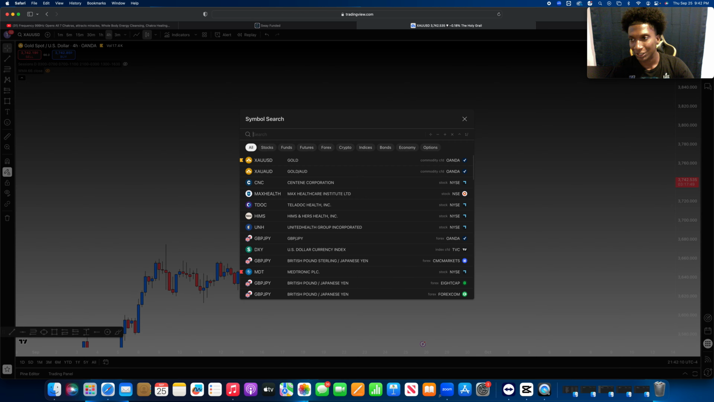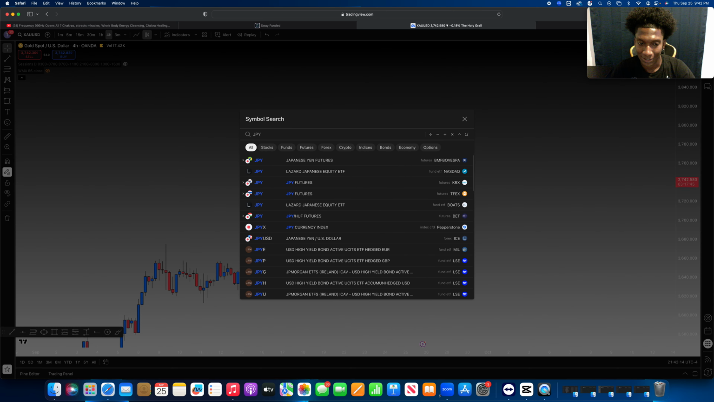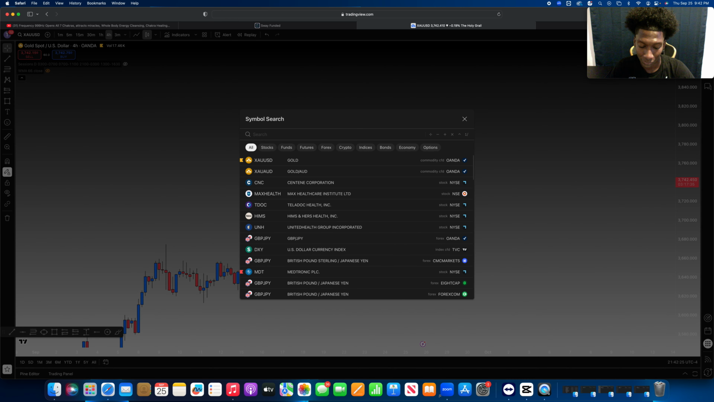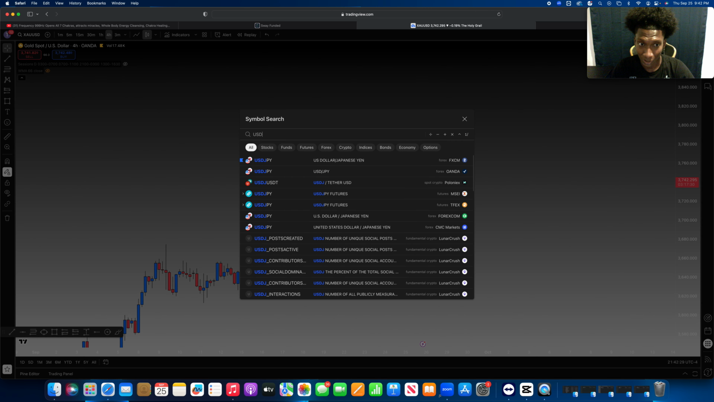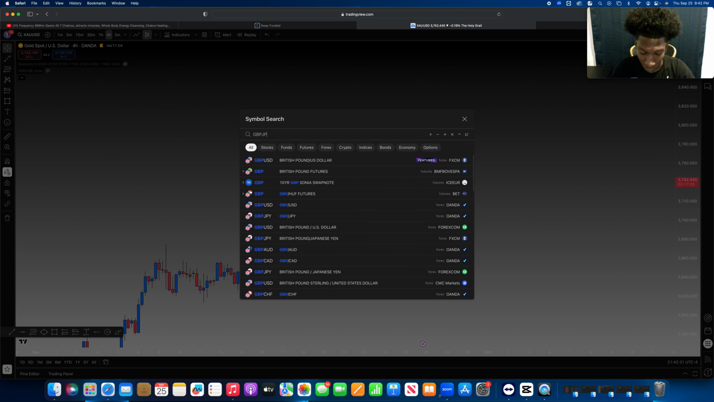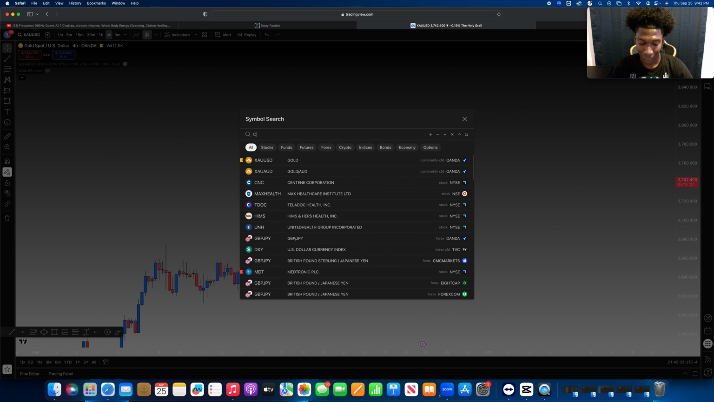The only thing I'll say about the currency pairs is that the JPY, the Japanese yen, is the only currency that is always a secondary. There's not one currency pair where the yen is the primary. So if you ever do want to trade the Japanese yen, you have to do USD JPY, or you have to do GBP JPY, or you have to do CAD JPY, etc., etc.